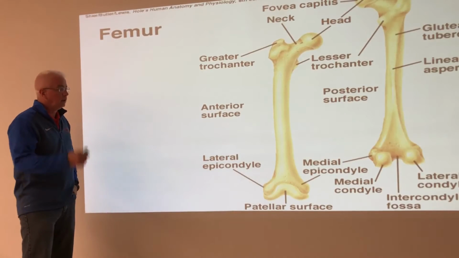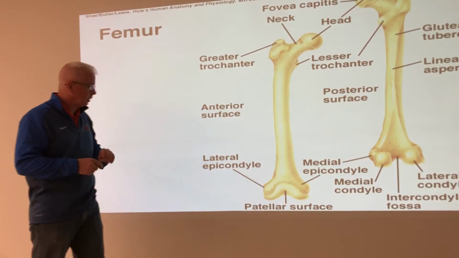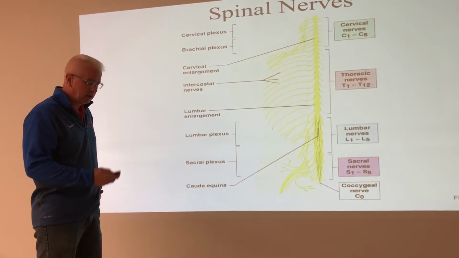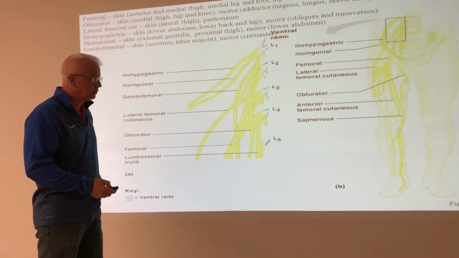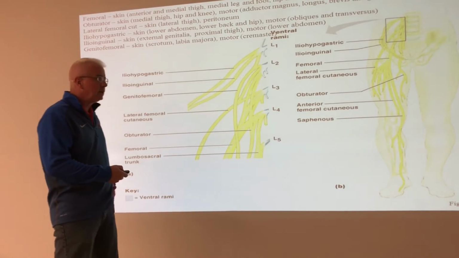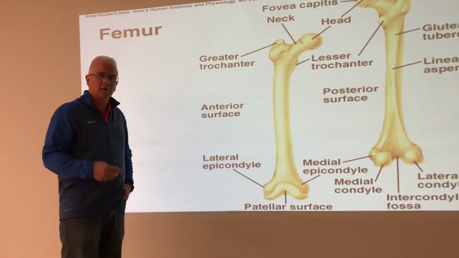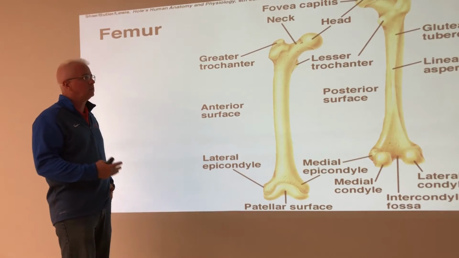All right. Now, let's go down to the legs. We'll pick up some bones in the legs, and then I'm going to talk about the nerves down here. There's a lot of information here in the lumbosacral plexus, and I'm not going to do any more with it than I've done with the cervical and brachial.